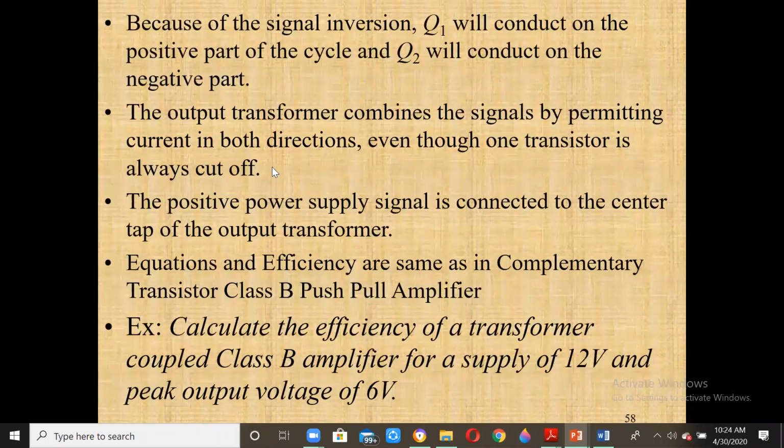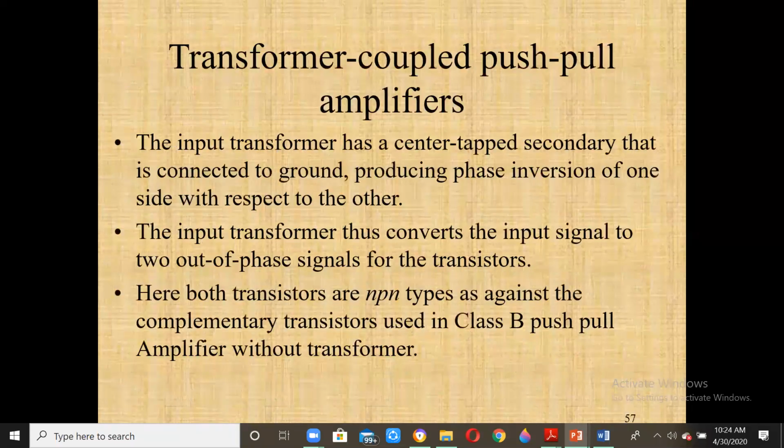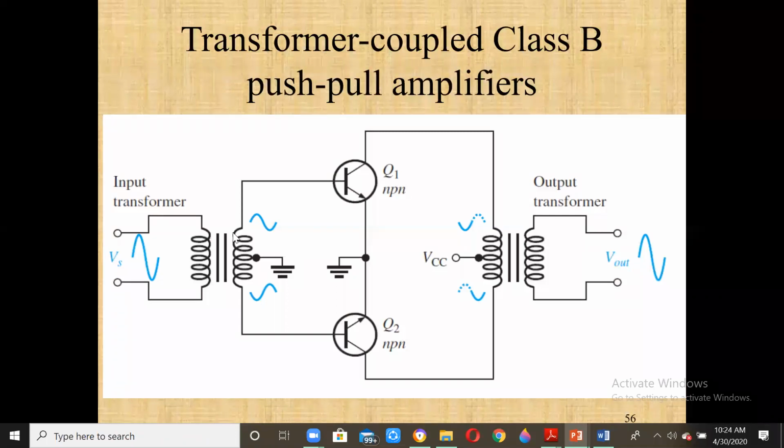The output transformer combines the signal by permitting currents in both directions, even though one transistor is always cut off. The positive power supply signal is connected to the center tap of the output transformer. So you can see that VCC is connected here, center tap of the output transformer.